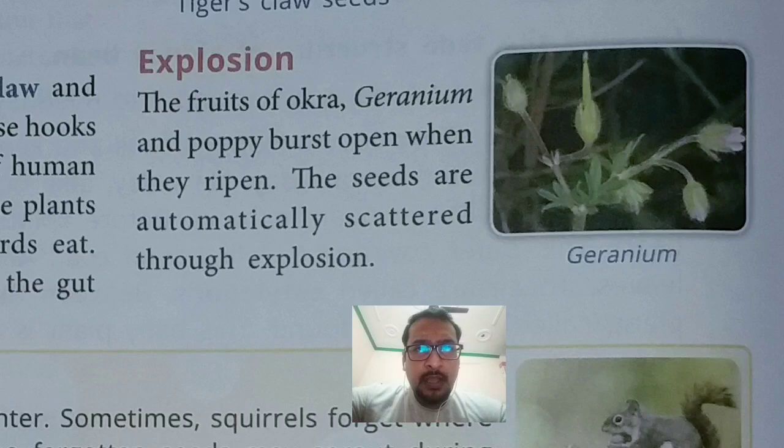Explosion in seeds helping in dispersal. The fruits of okra, geranium and poppy burst open when they ripen. The seeds are automatically scattered through explosion.